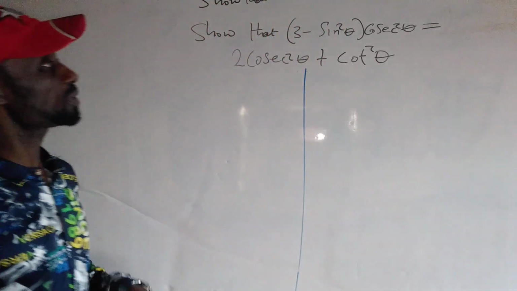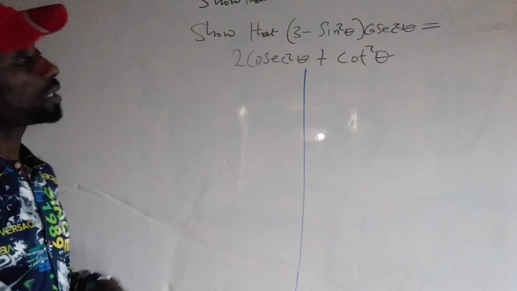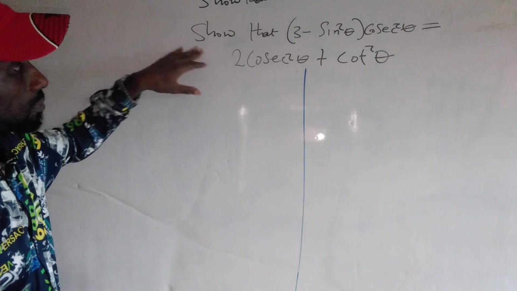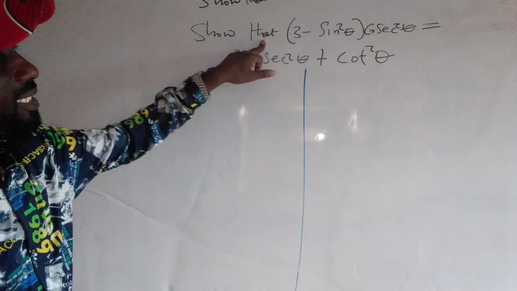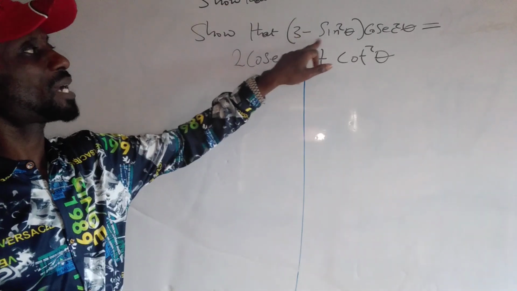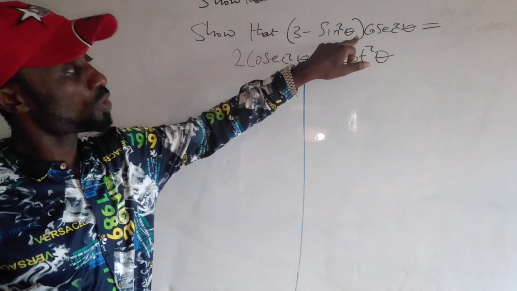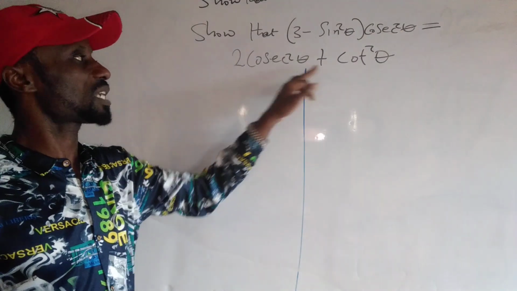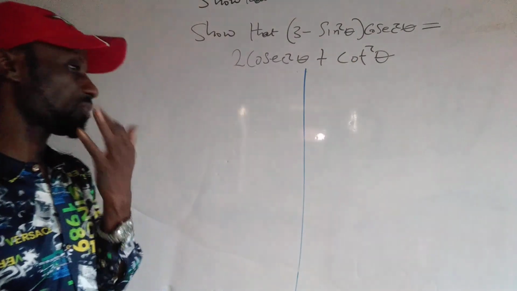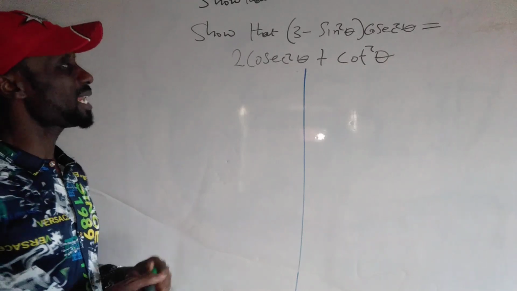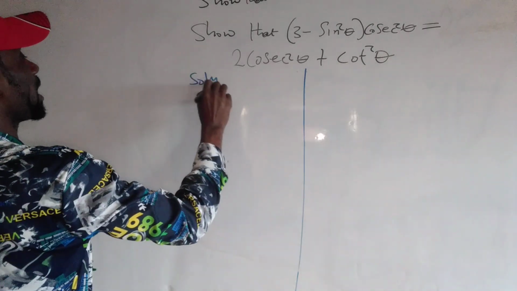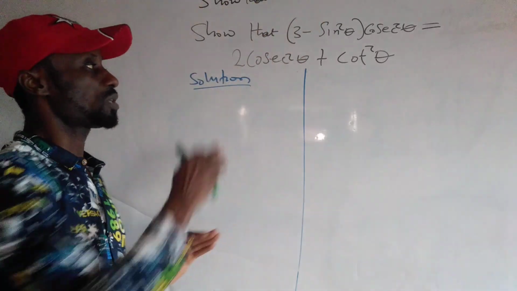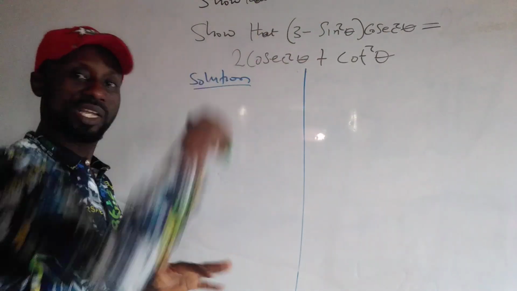In today's class, we want to solve question C part of the trigonometric identity. The question says, show that (3 minus sine square theta) cosec square theta is equal to 2 cosec square theta plus cot square theta. So now, question like this, you are to prove that the left hand side is equal to the right hand side, or the right hand side is equal to the left hand side.